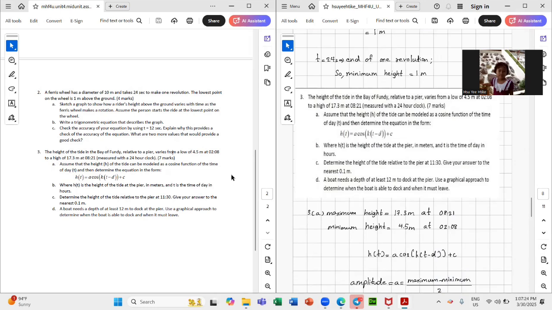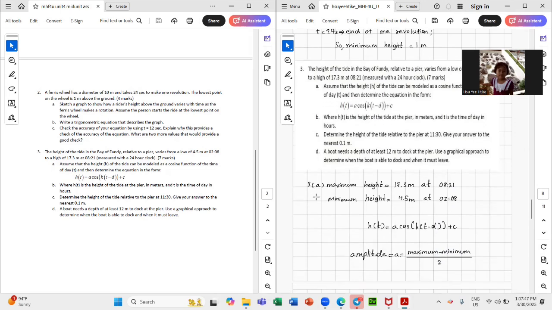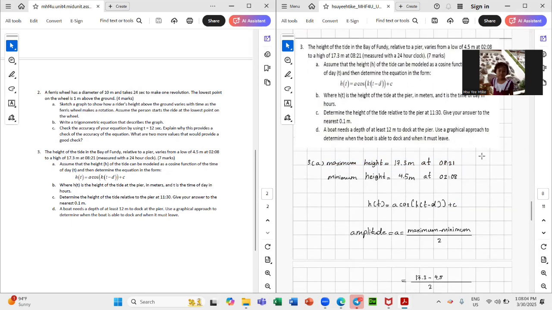Assume that the height h of the tide can be modeled as a cosine function of the time of day t, and then determine the equation in the form h of t is equal to a times cosine k times t minus d plus c, where h of t is the height of the tide at the pier in meters and t is the time of day in hours. So by reading the question, we can know that the maximum height is 17.3 meters at 0821, and the minimum height is 4.5 meters at 0208.